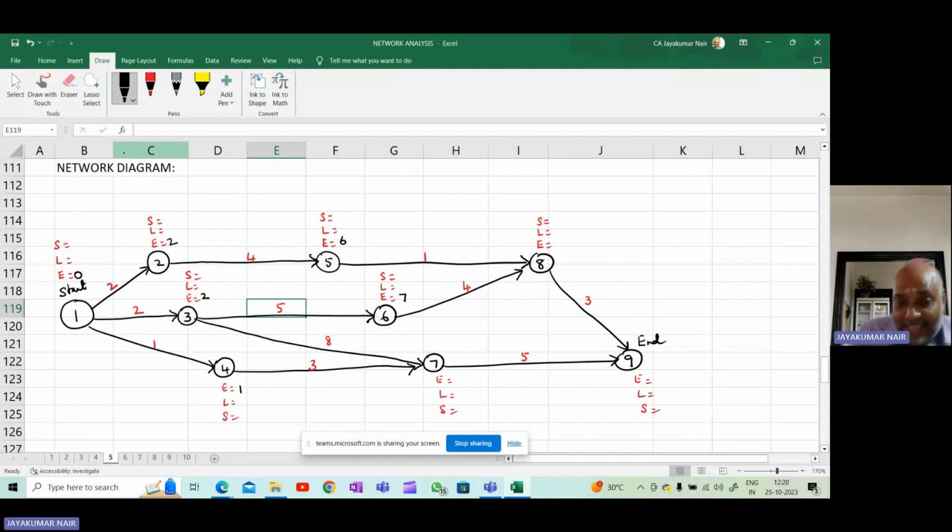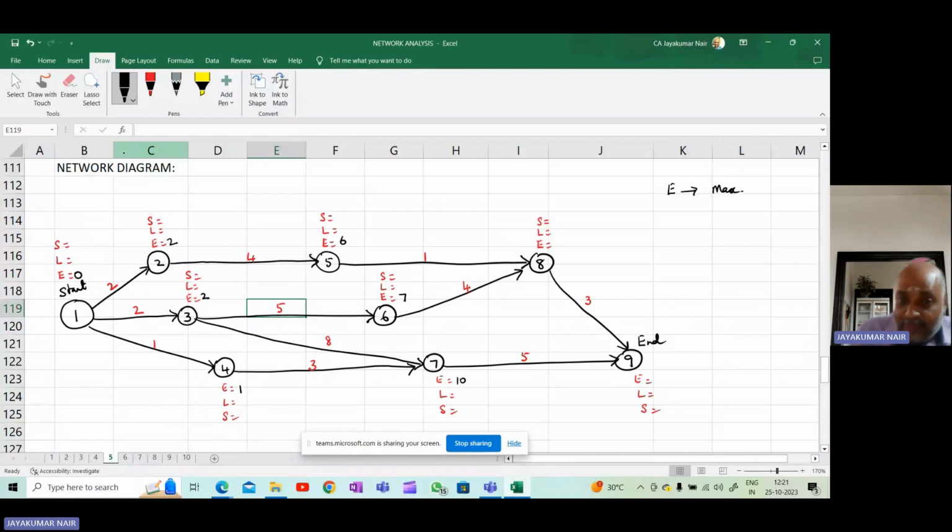Okay. Now, when I see this 7, node 7, please see there are two arrowheads entering this node. So you must add 2 plus 8 is equal to 10 and 1 plus 3 is equal to 4. So you have to remember for E value, you take the maximum value. So 2 plus 8 is 10. 1 plus 3 is 4. The one which is the higher of the two will be taken. So it is 10.